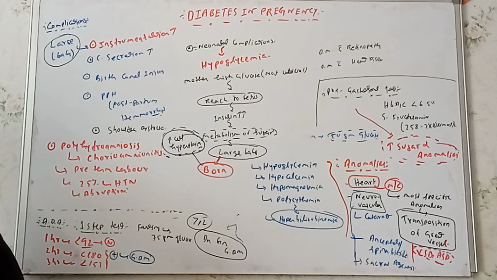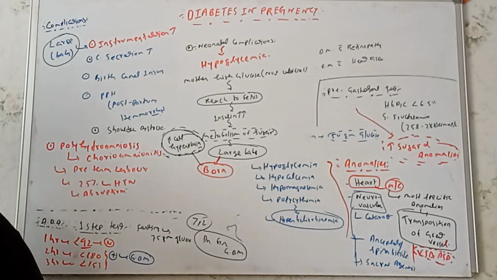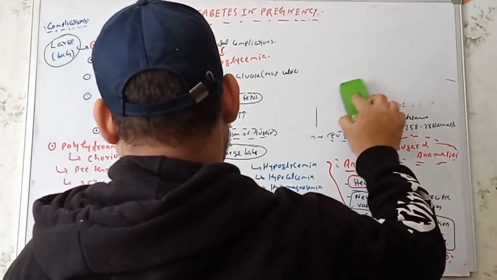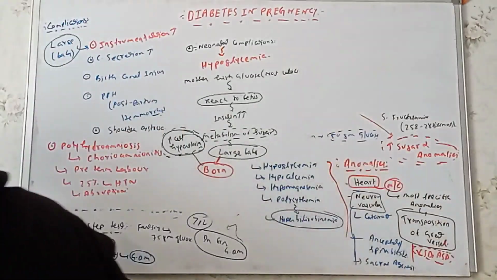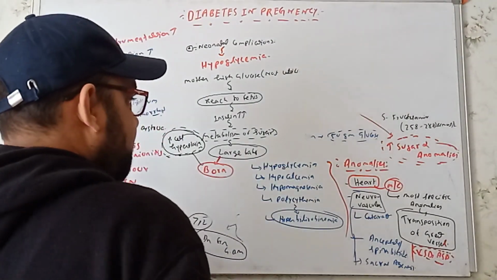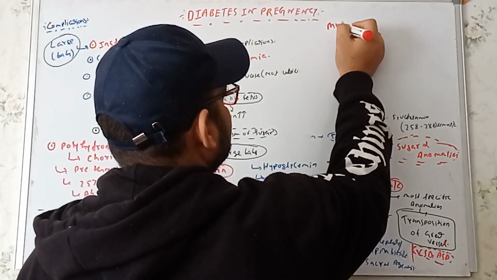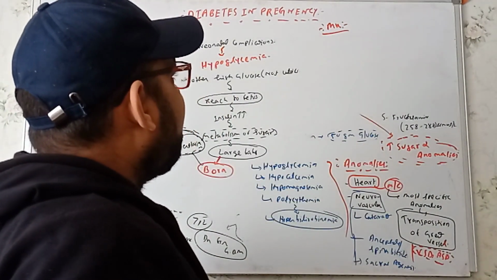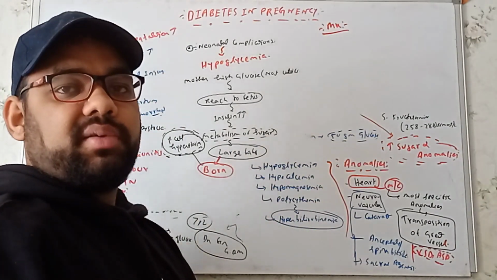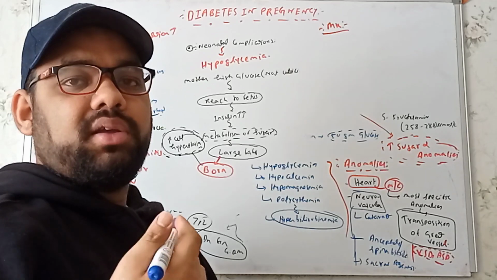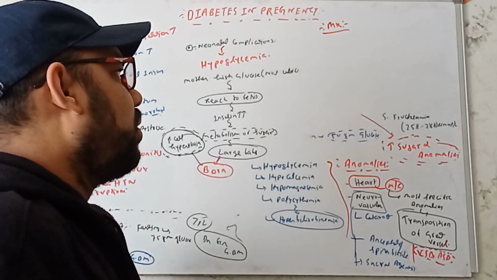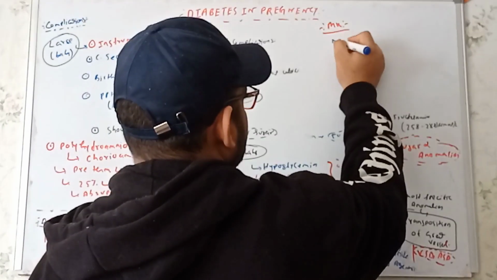Okay, now we'll talk about the management. So in terms of the management, how can we manage the patient? First, we have to go for medical nutrition therapy. If by proper dieting we see the woman is not having that many problems or complications, then the first management will be medical nutrition therapy.